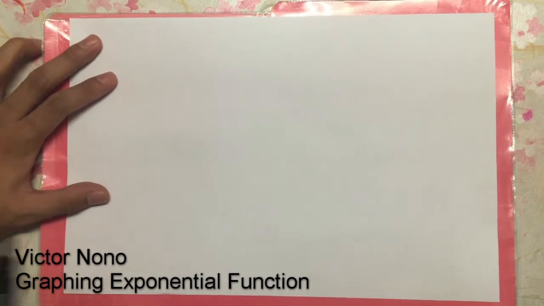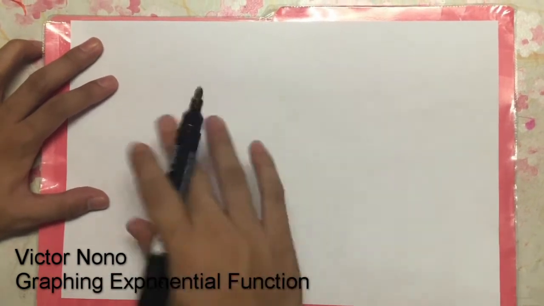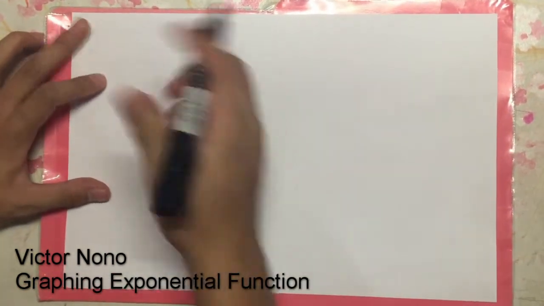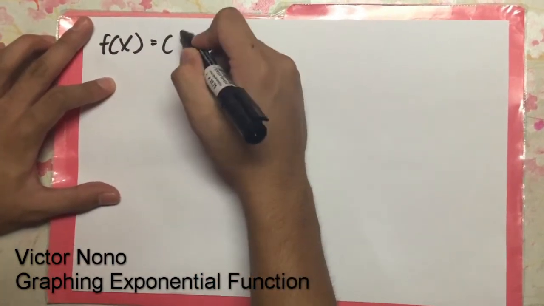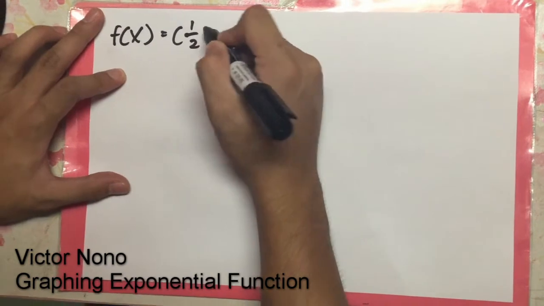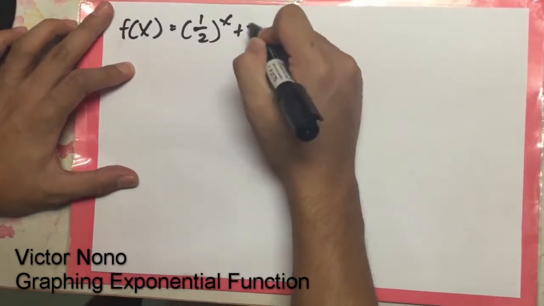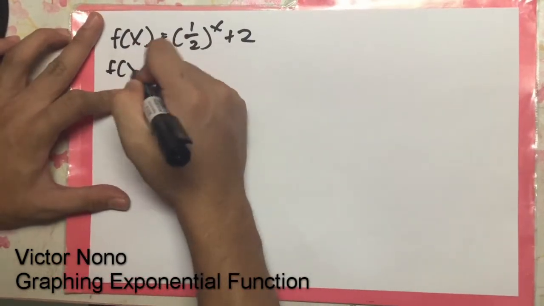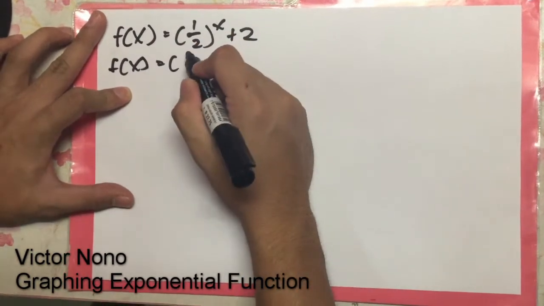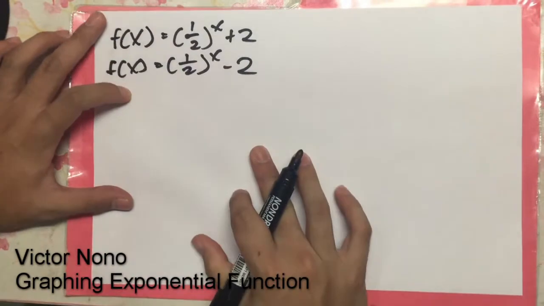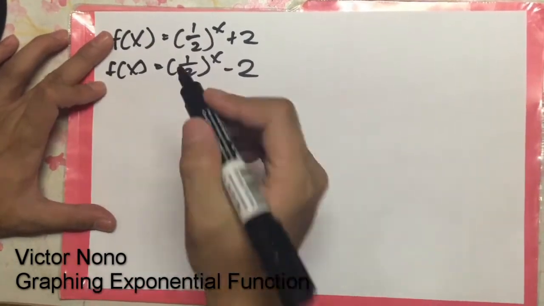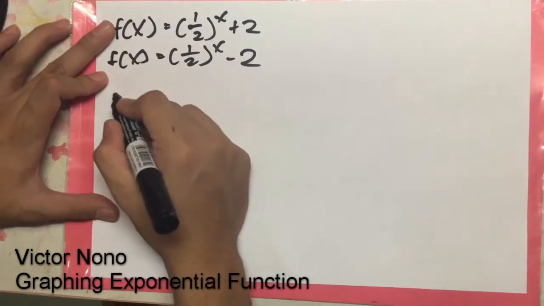So, I'll be discussing graphing exponential functions. First, let's have a given: f(x) = (1/2)^x + 2, and f(x) = (1/2)^x - 2. So first, let's make a chart for the x and y axis.